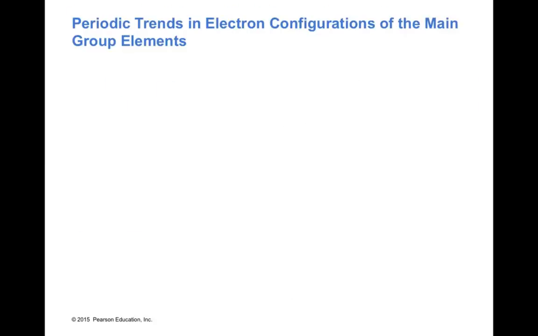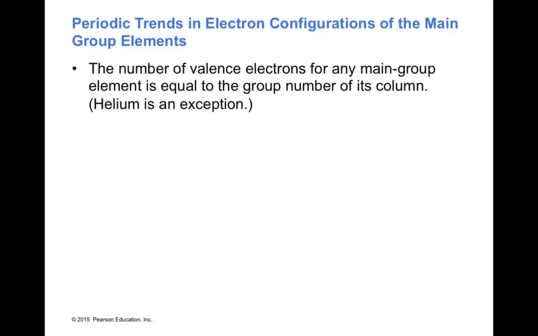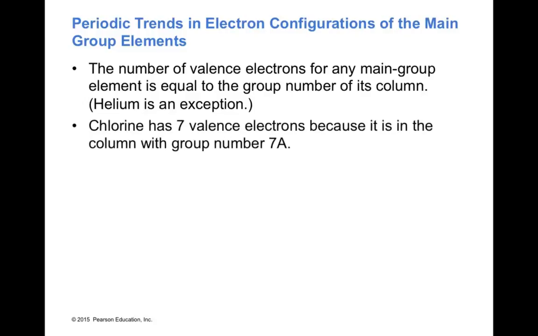Periodic trends in electronic configuration of the main group elements. The number of valence electrons for any main group element is equal to the group number of its column. Helium is an exception, and we talked a little bit about that before. So chlorine has 7 valence electrons because it is in the column with group number 7A, the family 7.